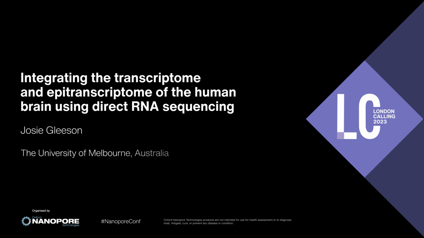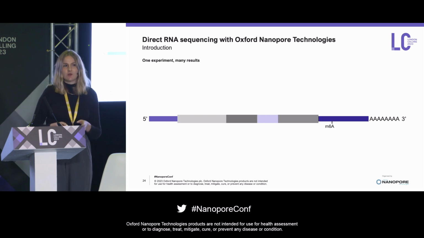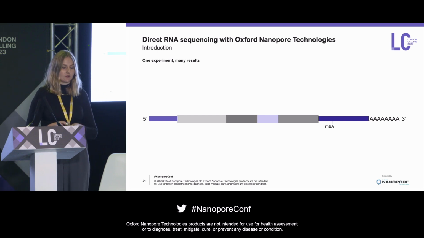I'll start by briefly covering direct RNA sequencing, which is a technique where we can generate many results from a single experiment. Shown here is a transcript isoform from its 5' start site down to its 3' poly A tail end. And this is what direct RNA reads should theoretically contain. From these reads, we get multiple data types.